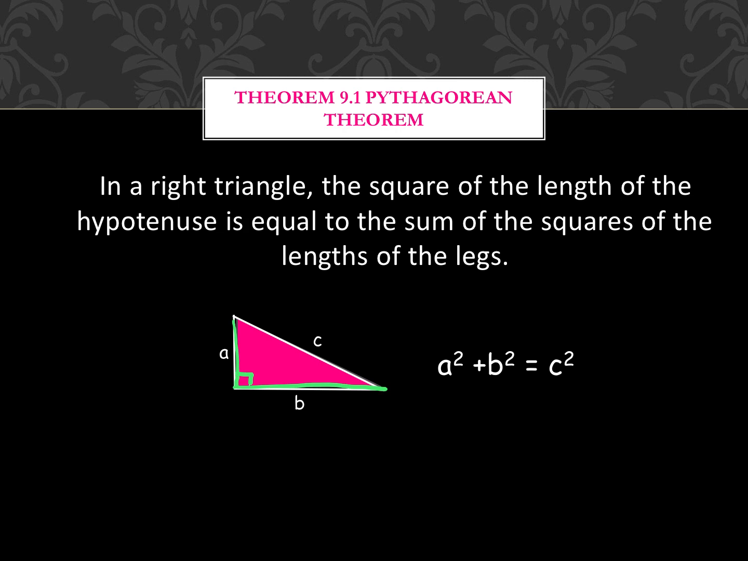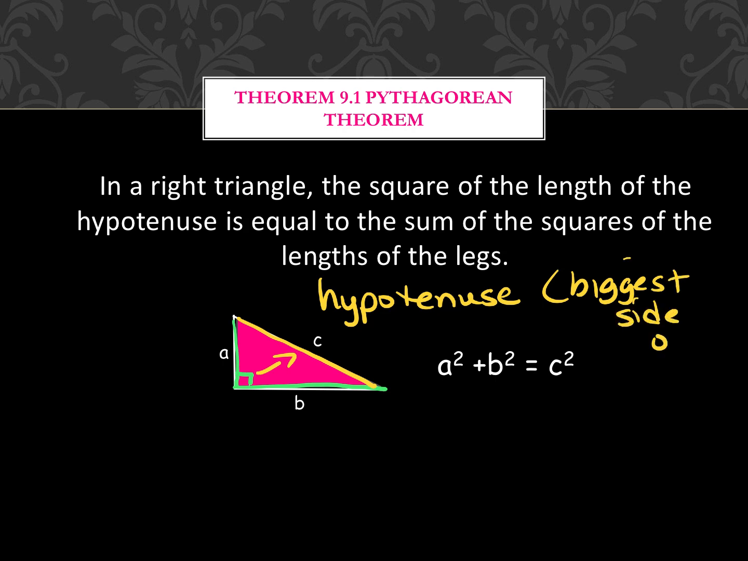And then the longest side of my right triangle, the side across from the right angle, this is my C, and this is called the hypotenuse. The hypotenuse is always the biggest side of the triangle. And it's always across from the biggest angle. And in a right triangle, the right angle is the biggest angle.